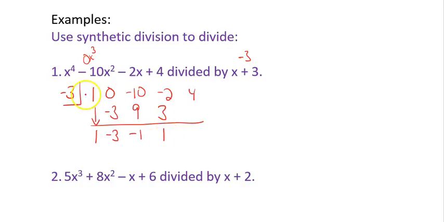Then I'm going to multiply. 1 times negative 3 is negative 3. And 4 and negative 3 is a positive 1.